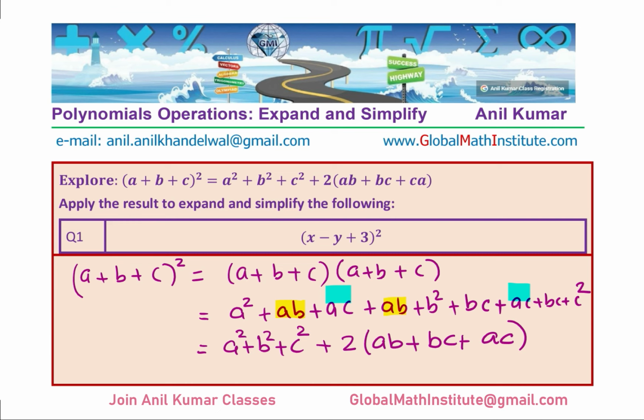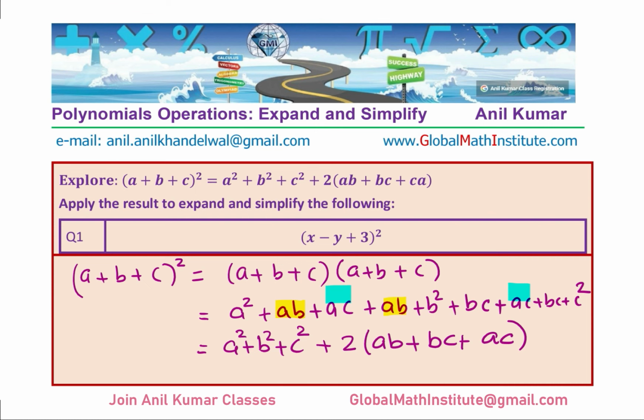You get the idea. So this is an easy to use and easy to remember formula. So a plus b plus c whole square is the sum of the squares of a, b and c plus twice the sum of their individual products, right? You get the idea. So that is the formula.